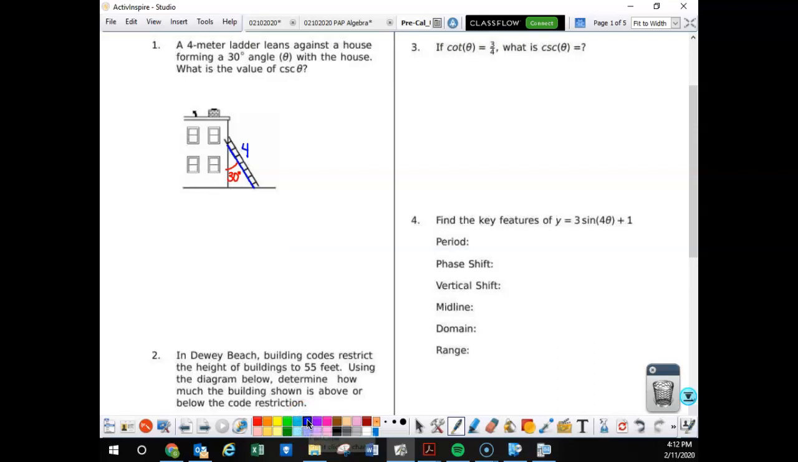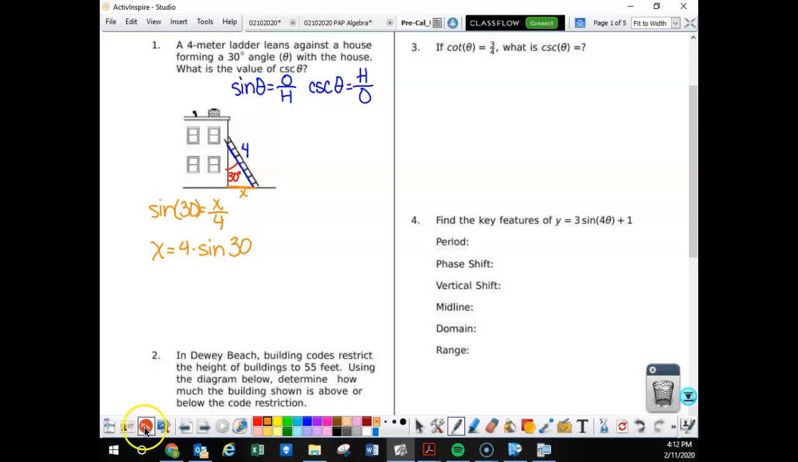And if you remember, cosecant is a reciprocal of sine. So sine theta is equal to opposite over hypotenuse. Therefore, cosecant theta is equal to hypotenuse over the opposite. So we have to figure out what this opposite is down here to the angle. And the way I can do that is using sine. So sine of 30 is equal to the opposite, which is, let's call this x, over 4. And if I solve for x, it's going to be x equals 4 times sine 30.